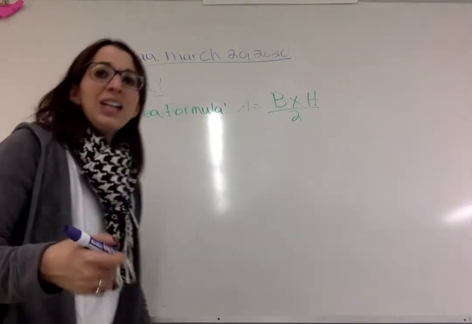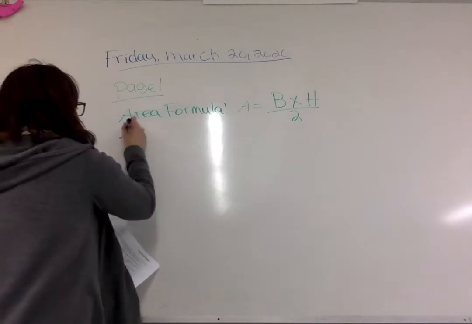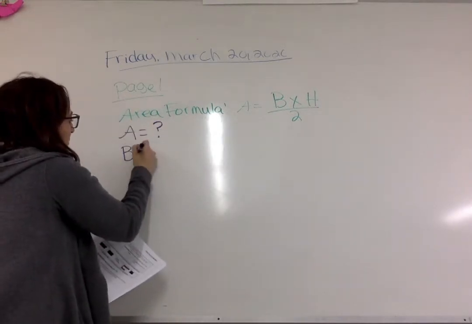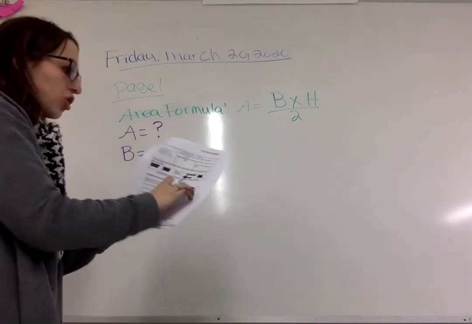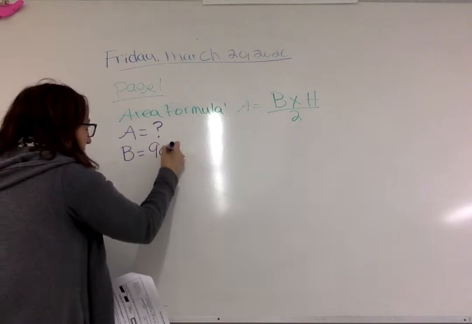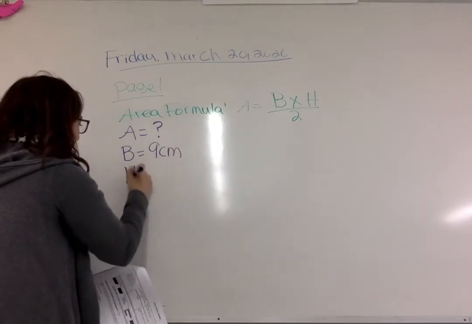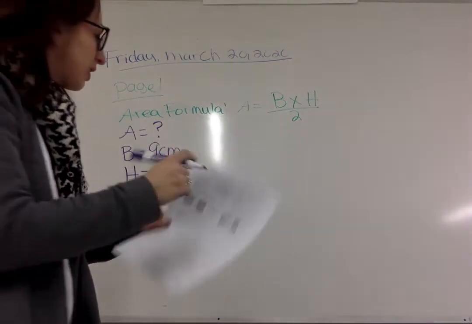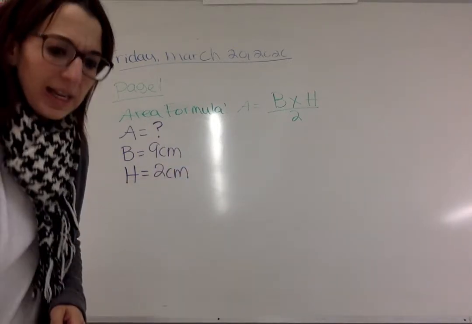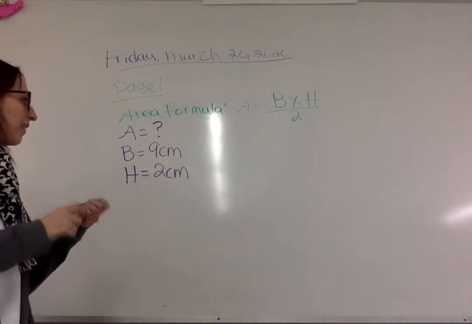So it says find the total area. So I do not know the area. I call it A question mark. I do know the base, which is B. And in the question, it says right here, 9 centimeters. So I write 9 centimeters. And the height, h, in the question, it says 2 centimeters. I write 2 cm.